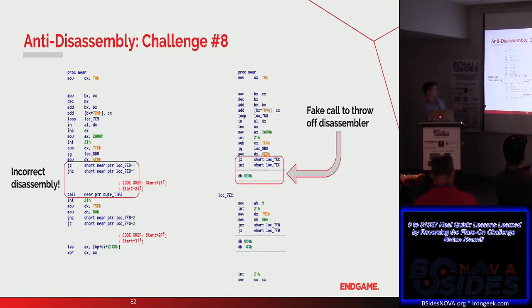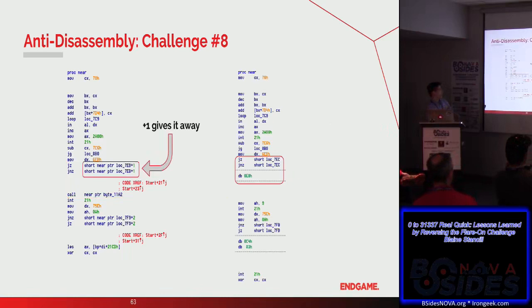Here is an example of a fake call being employed. That basically throws the disassembler off. If you look on the right, the E8 that you see, that opcode is associated with the call instruction. Also, you'll notice that the plus one is unusual to see in an instruction, so that also gives it away.